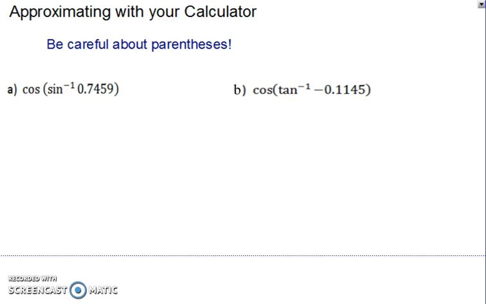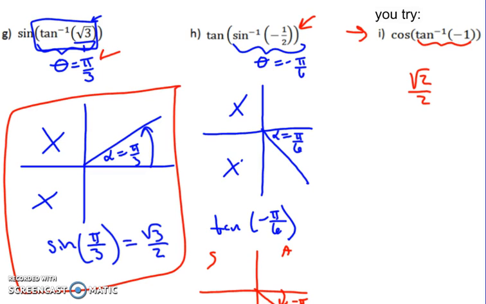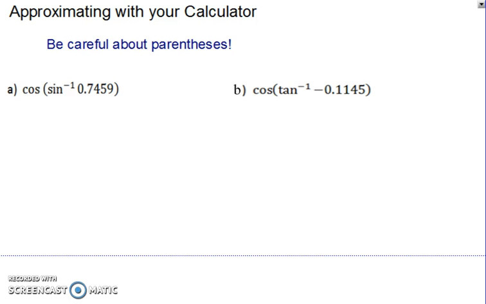And last but not least, approximating with your calculator. Yes, you can do a lot of these on your calculator, but you've just got to be careful with the parentheses. What I don't want is for you to just shove it in on your calculator. If I have any one of these on a homework or quiz, I'm expecting to see some pictures drawn out. I'm expecting to see what is the angle that gave you this arctangent, and then what's the sine of that particular angle afterwards. You can always use a calculator to double check yourself.